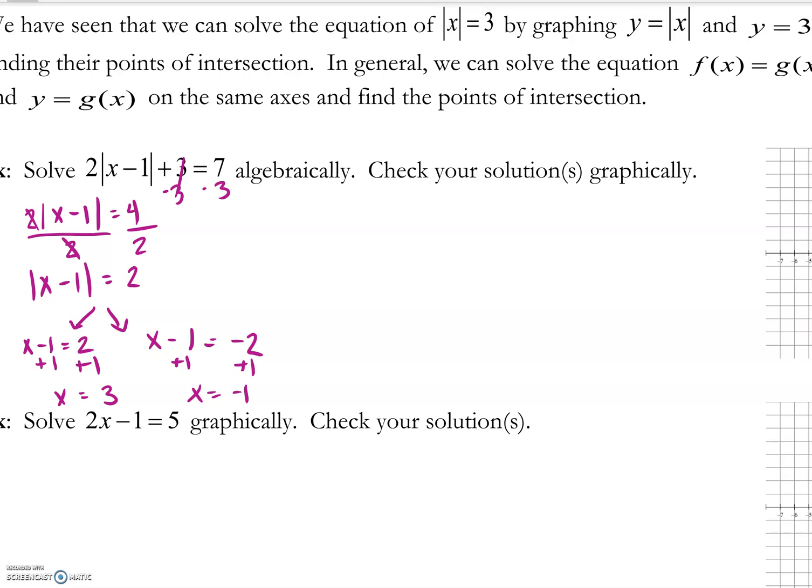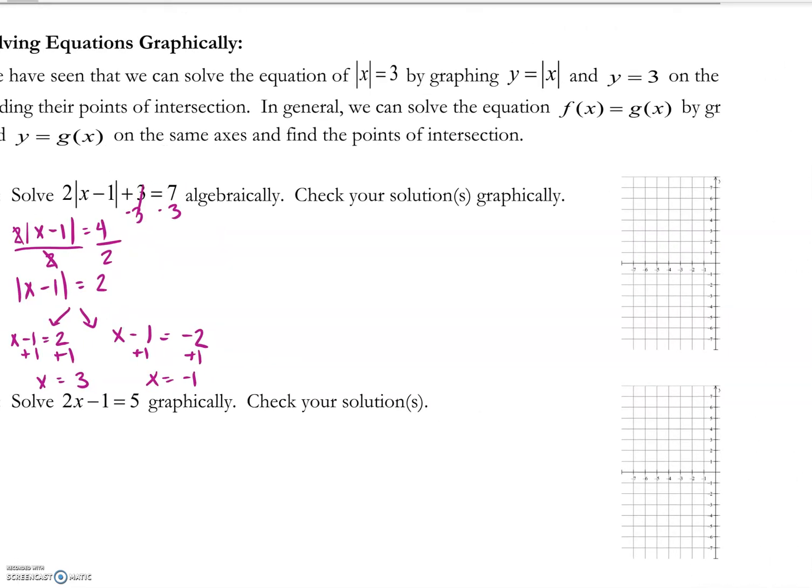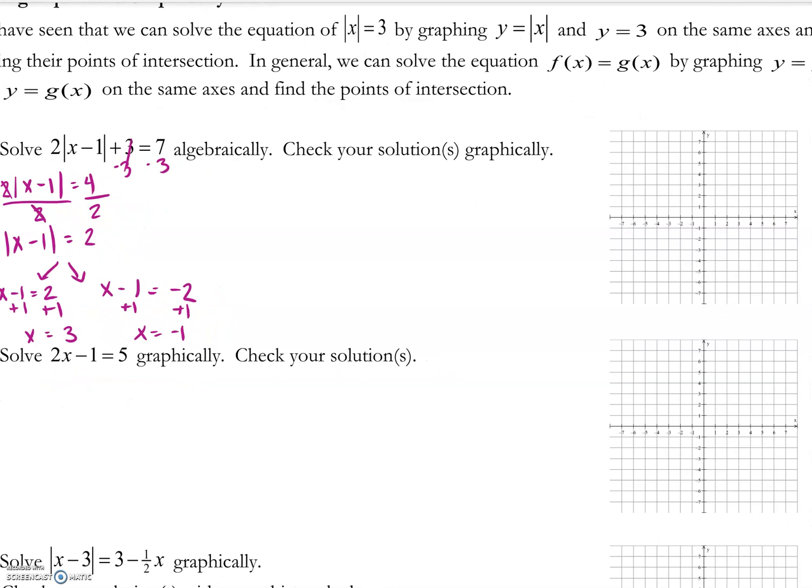So let's see if this holds true when we graph both sides of this equation. Let's start by graphing this absolute value equation in orange. I've got 2 times the absolute value of x minus 1 plus 3. Just as a reminder, the number out in front is my vertical stretch, compression, or reflection. The number on the inside is my horizontal shift, and the number on the outside is my vertical shift. I always start with the h and k, my horizontal and vertical shift. This tells me to go to the right 1 and up 3 for my vertex.